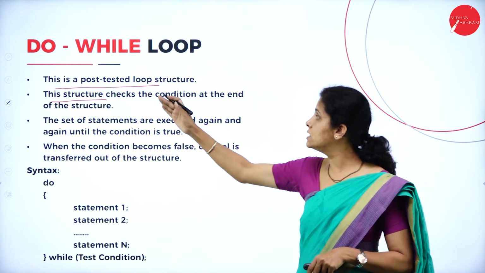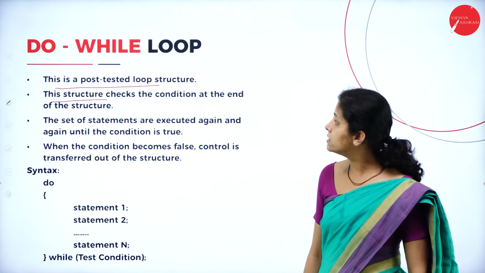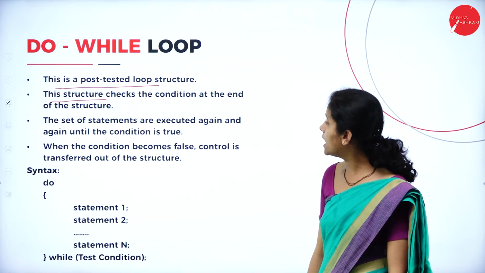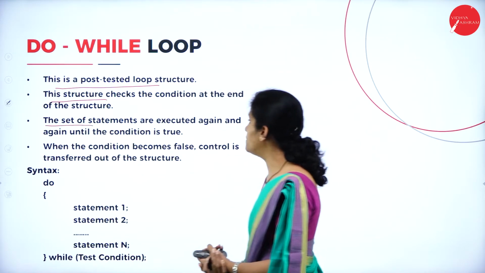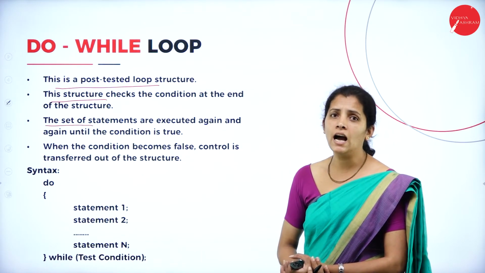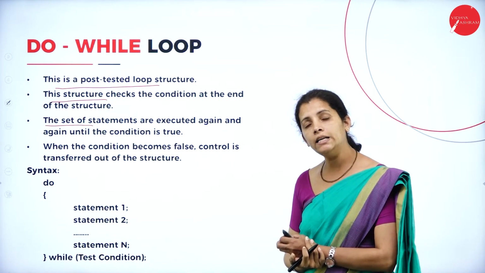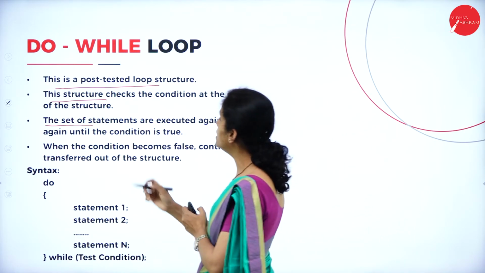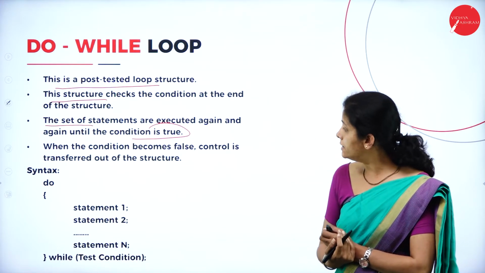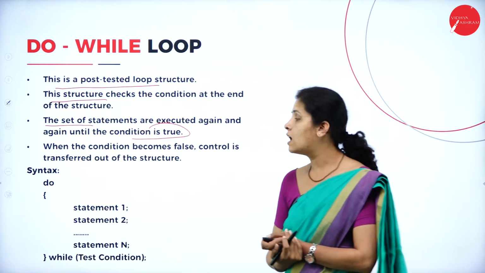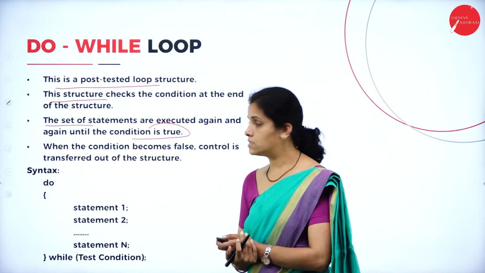Same situation here also. It is a post-tested loop construct and this structure checks the condition at the end of the structure. The set of statements are executed until the given condition is true, and when the condition becomes false, then the control is transferred out of the structure, or out of the looping construct.